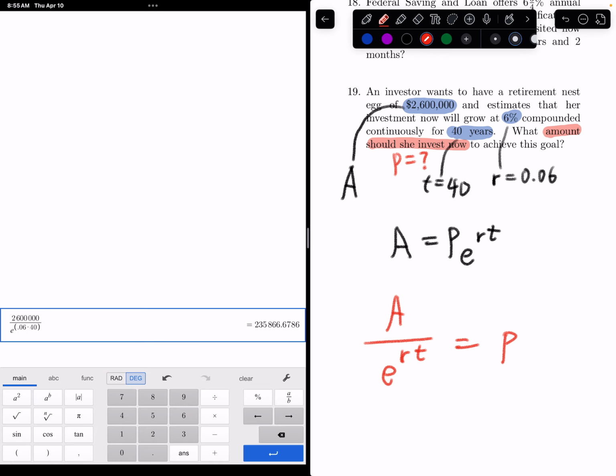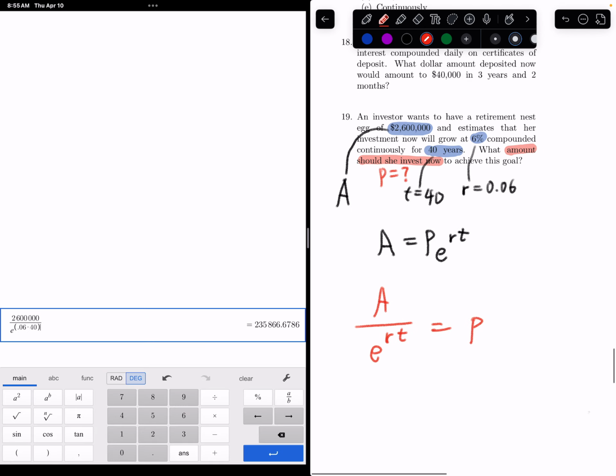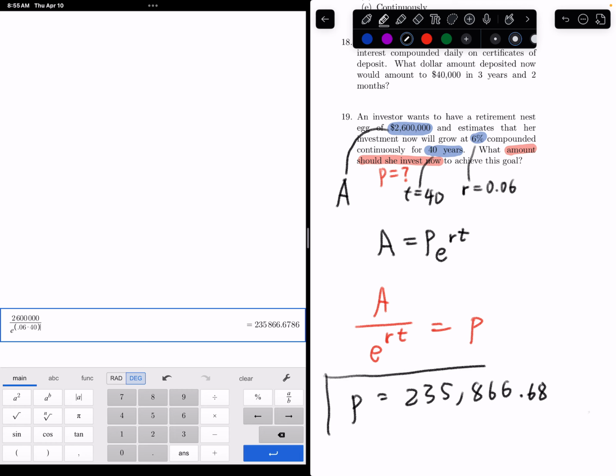And the result is 235,000. P is equal to 235,866 and 68 cents to the nearest cent. So pretty cool, right? To end up with 2 million at 6% interest, you just start with 235,000. So you get over 10 times the initial investment.